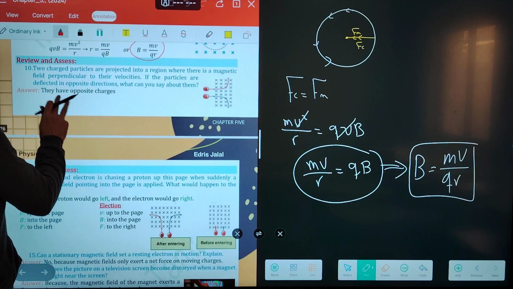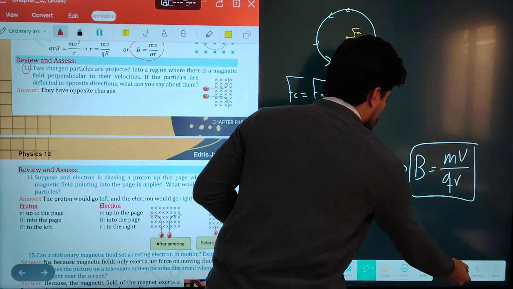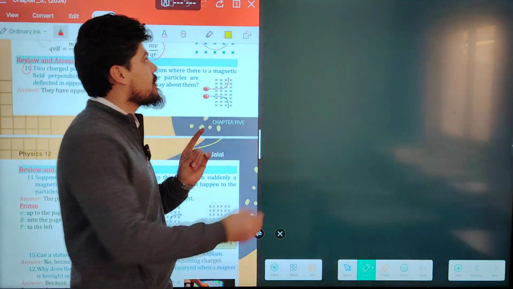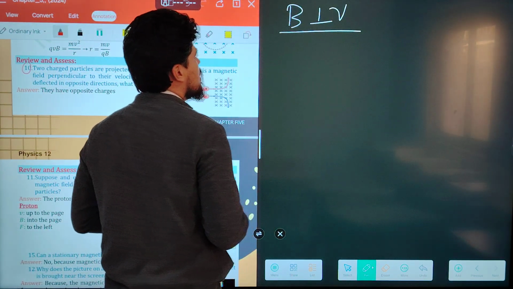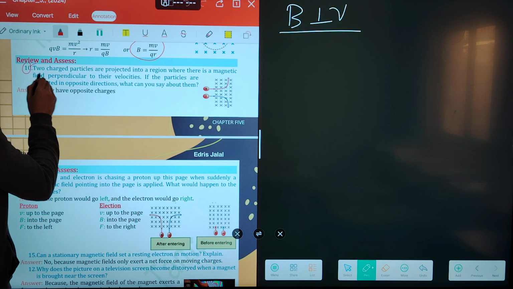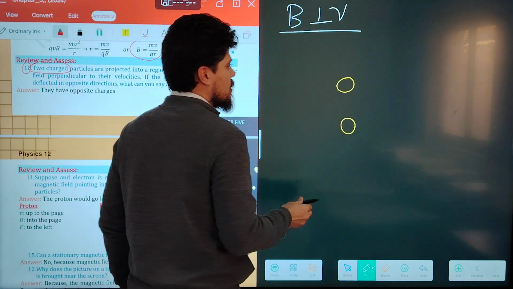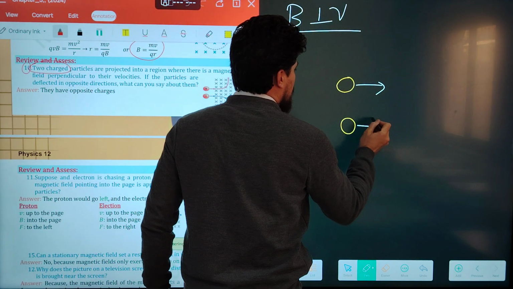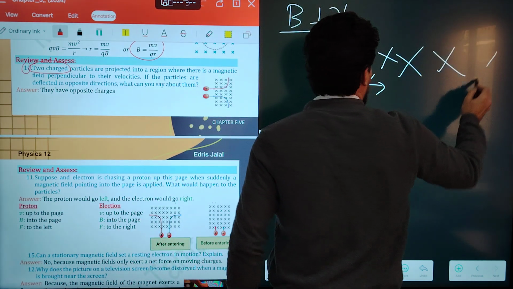mv over qr. Guys, look at question 10. Two charged particles are projected into a region where there is a magnetic field perpendicular to their velocities. When B is perpendicular to V, the charge's path becomes a circular path, and how many charged particles do we have? We have 2 charged particles. These 2 charged particles entered perpendicular to the magnetic field. Assume that the magnetic field is into the page.